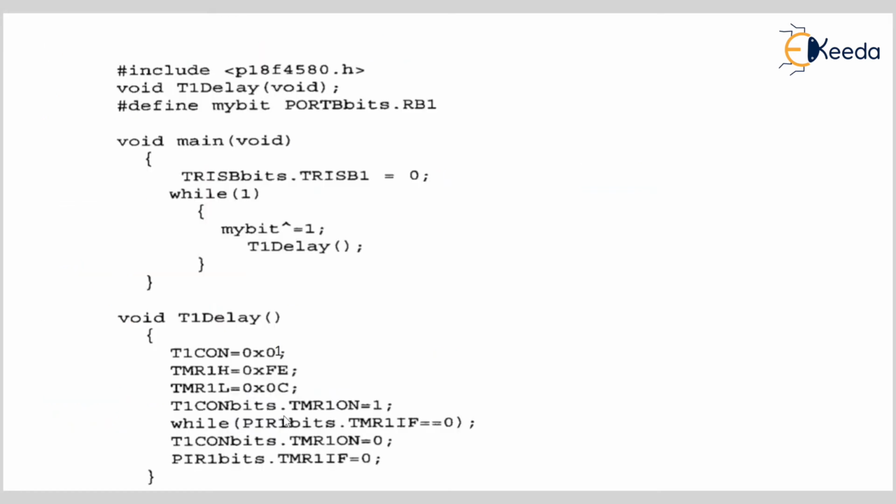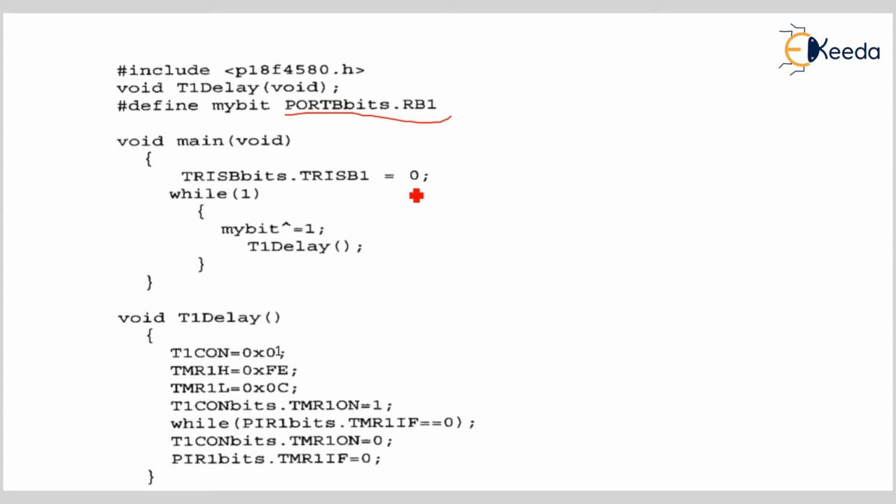Now we will see the C language program. Now I want to show the square wave on the first pin of port B. So I have to define one variable, PORTBbits.RB1. Now our main program will start. TRISBbits.TRISB1 is equal to 0.